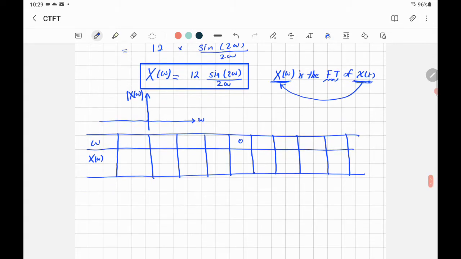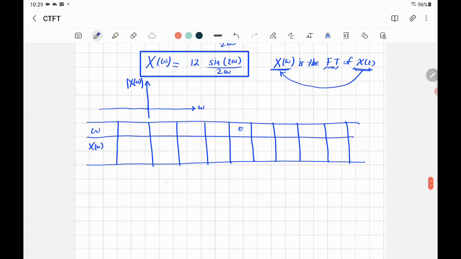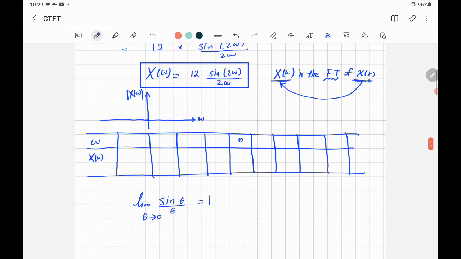At 0, we know from calculus that sine theta over theta when theta approaches 0 is equal to 1. And we have something like that, sine 2 omega over 2 omega when omega is equal to 0. It would be similar to this expression. So the value of this one would be equal to 1 multiplied by 12, then you got 12.